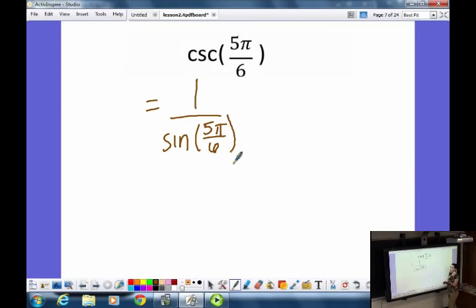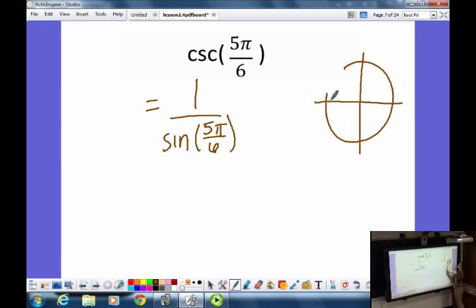Okay, we're getting kind of closer. Do we know sine of 5 pi over 6 right off the bat? It's not one of our special right triangles. So we're going to have to use the unit circle. And where is 5 pi over 6? Which quadrant? 2, right. So 5 pi over 6 is right here, and that's my angle.